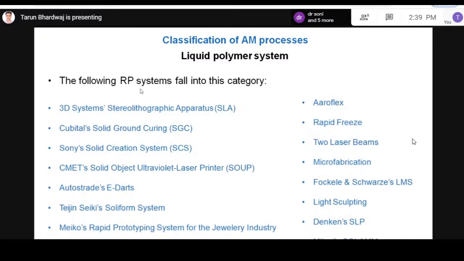The following RP systems fall into this category: 3D Systems SLA, and as I told you, SLA is the stereolithography apparatus, and SGC. These are basically machines from different vendors, such as solid ground curing, solid creation system, CMET, and solid object ultraviolet laser printers. There are different machines.